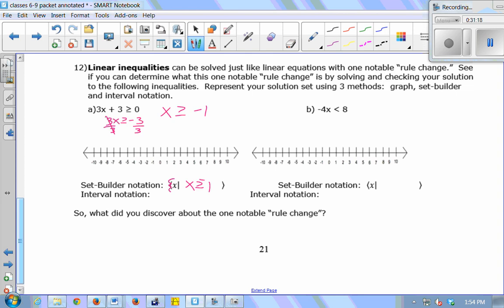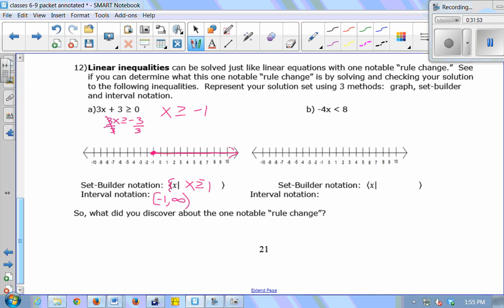Interval notation, maybe it would help if I graph it first, right? X is bigger than or equal to negative 1. So I'm including the negative 1, and all my numbers are bigger than it. So I go to the right. How would I write that in interval notation? Bracket, negative 1. Perfect. Negative 1 comma infinity. Include the negative 1 with a square bracket. Don't include the infinity because you never include infinity.